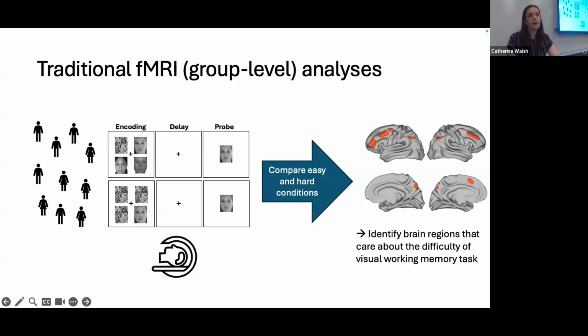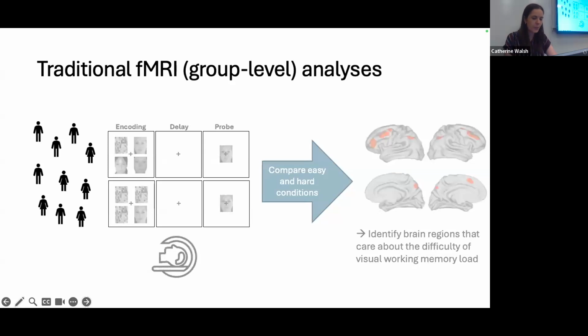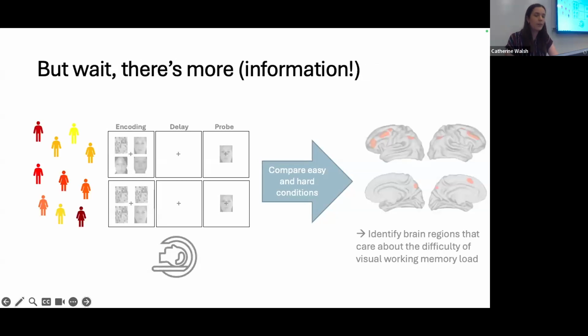So that's one great analysis. We learn a lot from those. There's been a wide variety of literature that tells us we can learn tons from them. But there's more information that we can get. For instance, if we put aside the group level analyses of condition, we could think about our people. There's more information. People are doing this task, they're giving us behavior.